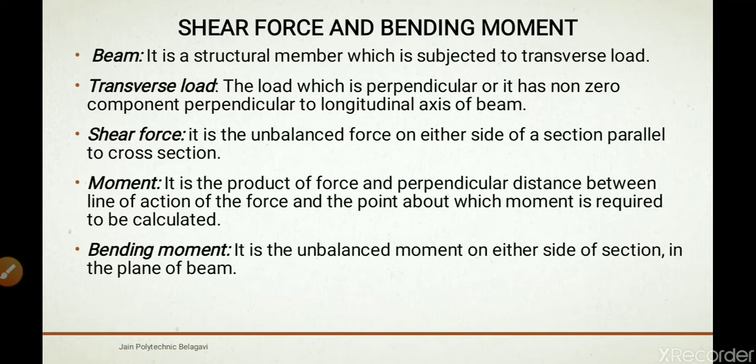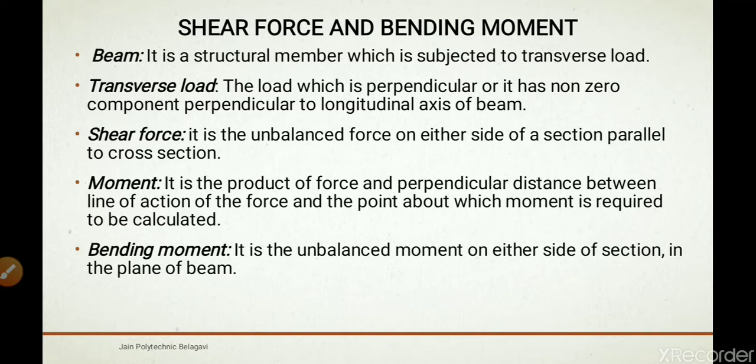Now what is bending moment here? It is the unbalanced moment on either side of the section in the plane of the beam, they have said. Here also the same thing. So bending moment about a section is defined as the algebraic sum of the moment of forces to one side of the section. So this bending moment is said to be the product of force and perpendicular distance. It means force is taken in kilonewtons and perpendicular distance is taken in meters. So it is a product, so the unit is kilonewton meter.